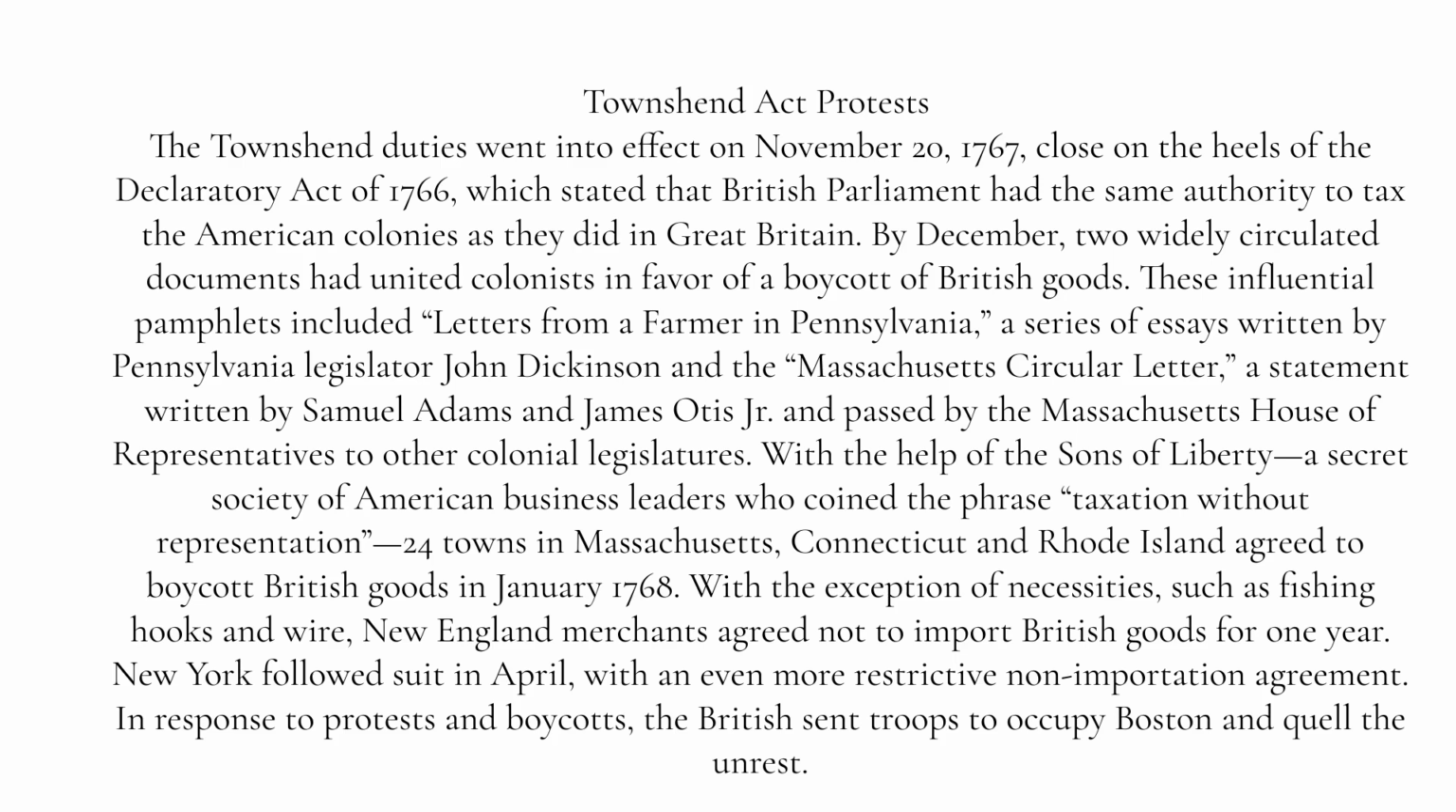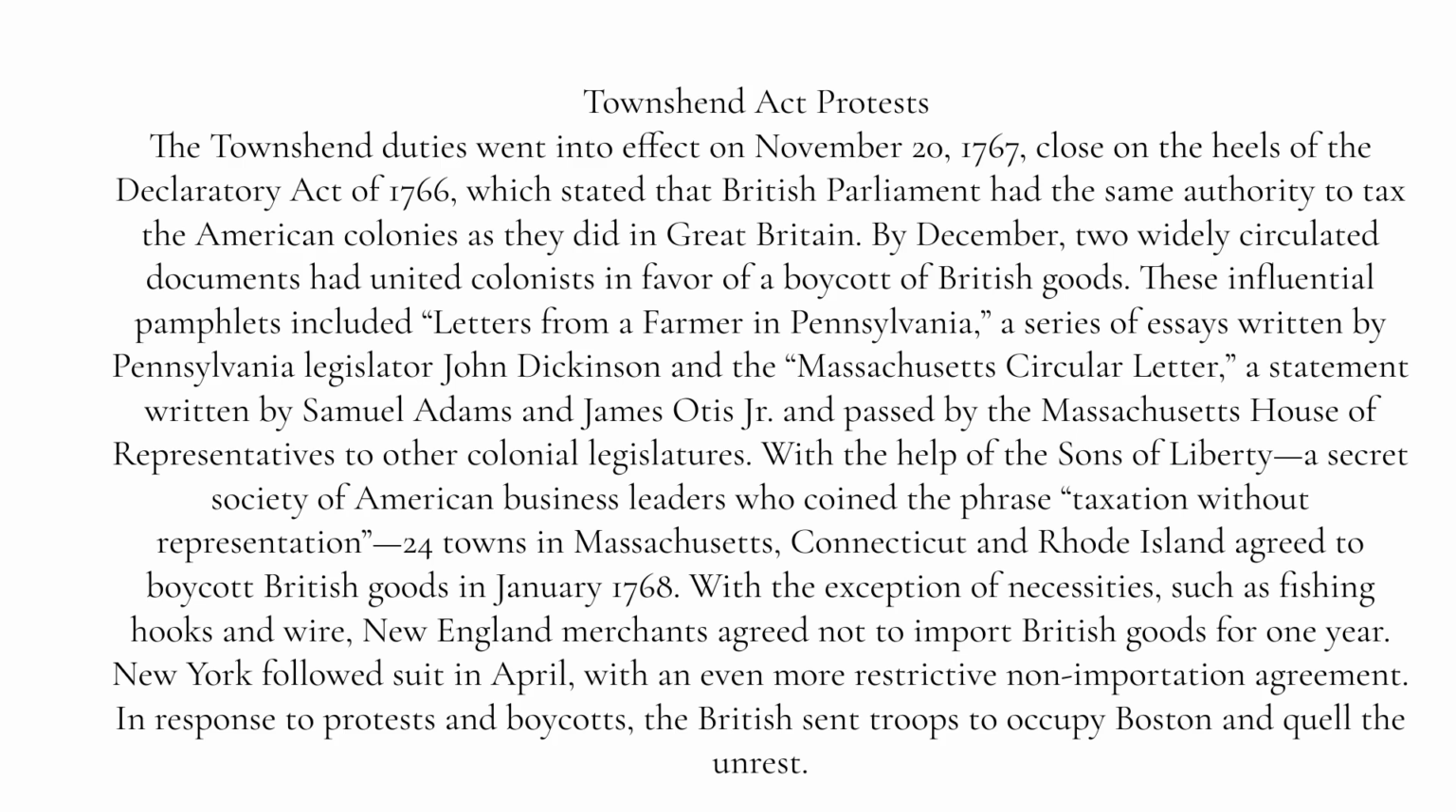Townshend Act protests. The Townshend duties went into effect on November 20, 1767, close on the heels of the Declaratory Act of 1766, which stated that British Parliament had the same authority to tax the American colonies as they did in Great Britain. By December, two widely circulated documents had united colonists in favor of a boycott of British goods. These influential pamphlets included Letters from a Farmer in Pennsylvania, a series of essays written by Pennsylvania legislator John Dickinson, and the Massachusetts Circular Letter, a statement written by Samuel Adams and James Otis Jr. and passed by the Massachusetts House of Representatives to other colonial legislatures.